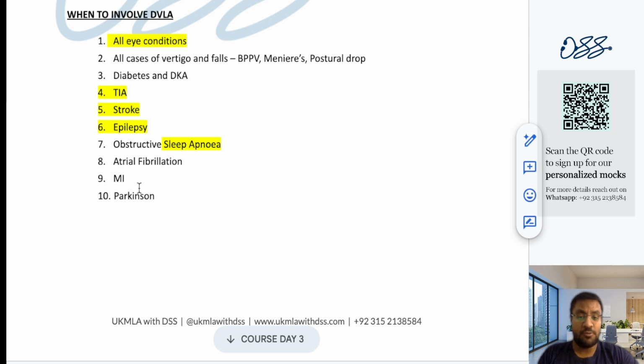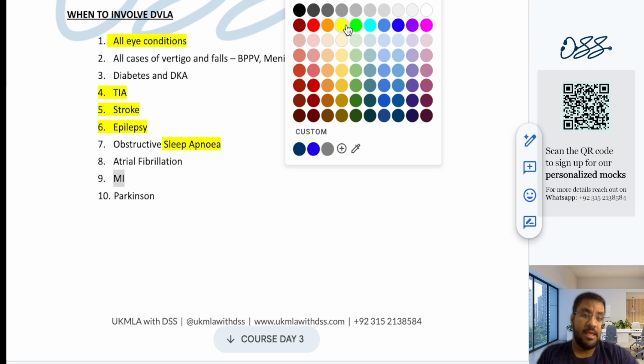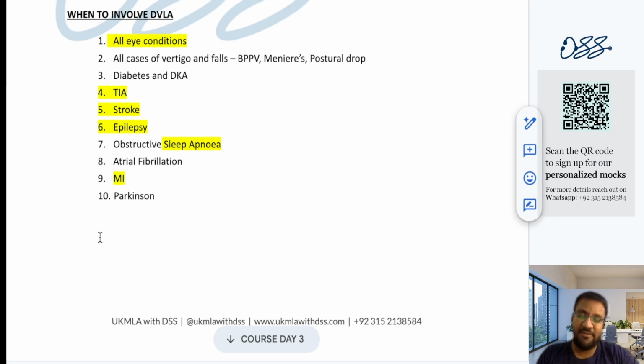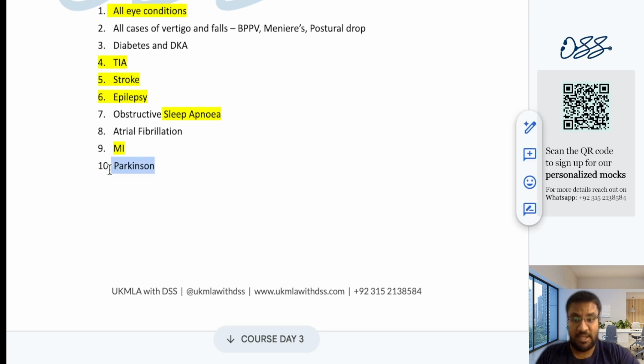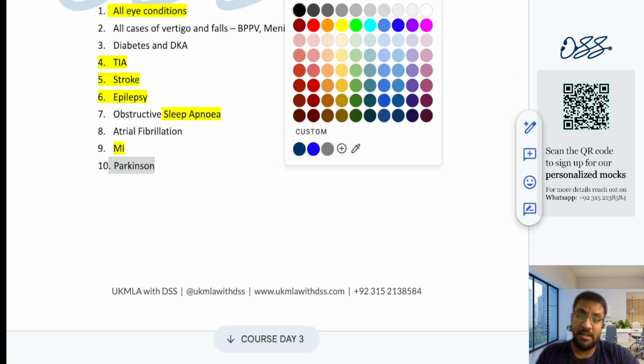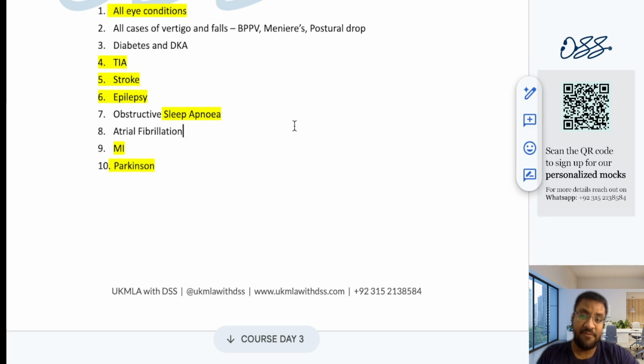Other than that, there are two more diseases that you should be aware of. MI: any patient who had a recent MI and is getting discharged, inform the DVLA and give them driving advice. And the patient with Parkinson's disease, because Parkinson's patients have bradykinesia and reduced reflexes, so it would be difficult for them to act during an emergency situation. They may need driving advice, and they definitely would need DVLA involvement as well.